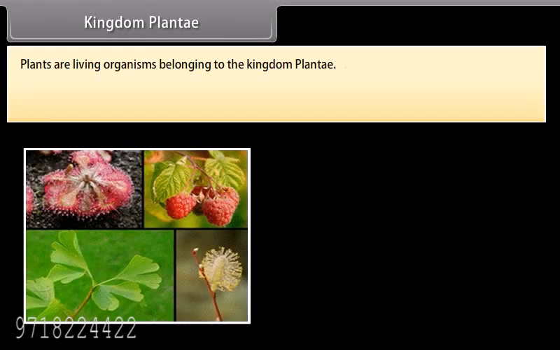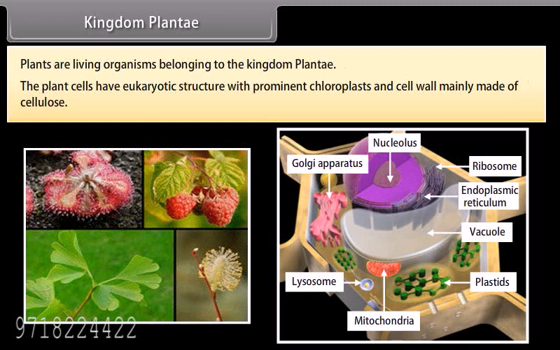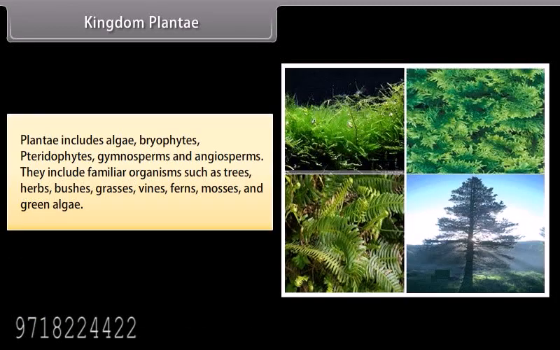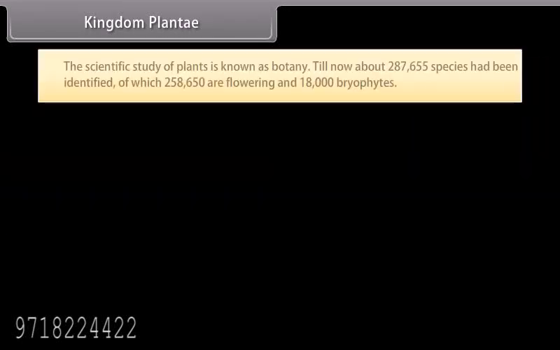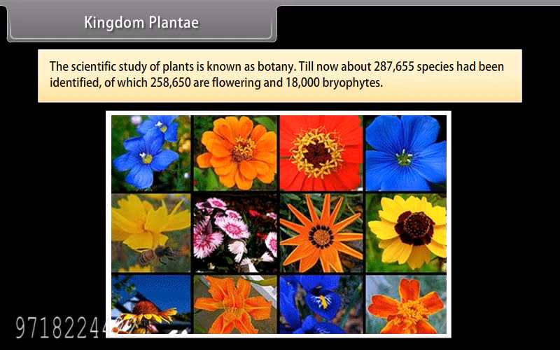Kingdom Plantae. Plants are living organisms belonging to the kingdom Plantae. The plant cells have eukaryotic structure with prominent chloroplasts and cell wall mainly made of cellulose. Plantae includes algae, bryophytes, pteridophytes, gymnosperms and angiosperms. They include familiar organisms such as trees, herbs, bushes, grasses, vines, ferns, mosses, and green algae. The scientific study of plants is known as botany.